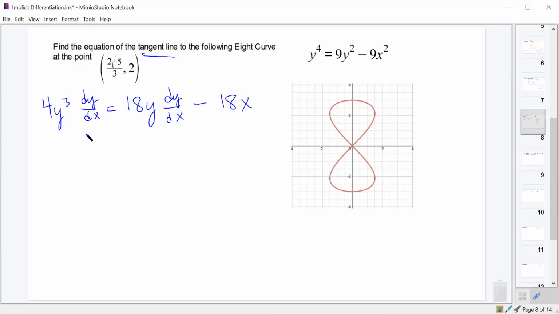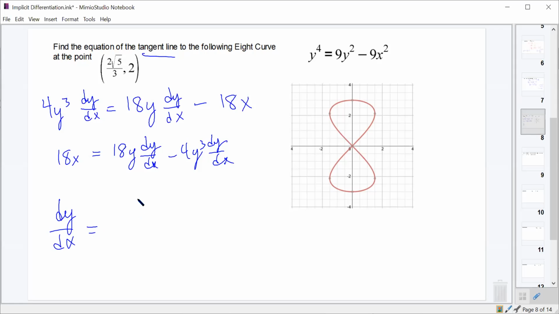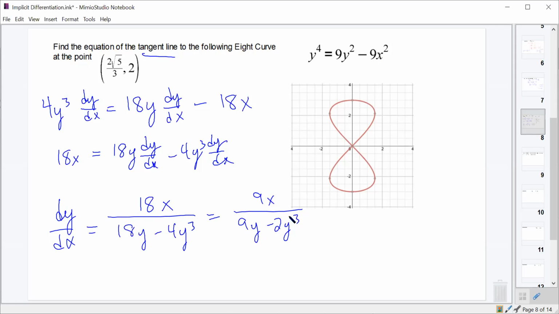Right. All right. And just in the interest of getting positive values here, let's put the 18x over there and subtract the 4y cubed. We can factor out the dy/dx. And when we do and we divide, we end up with this as our derivative, which could be simplified to 9x over 9y minus 2y cubed, if we wanted to.